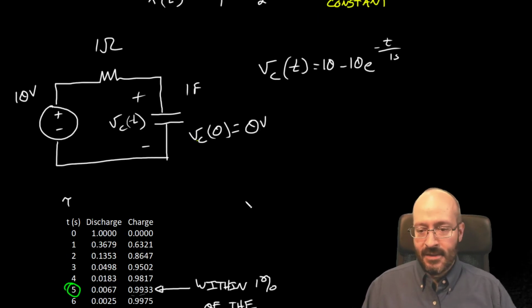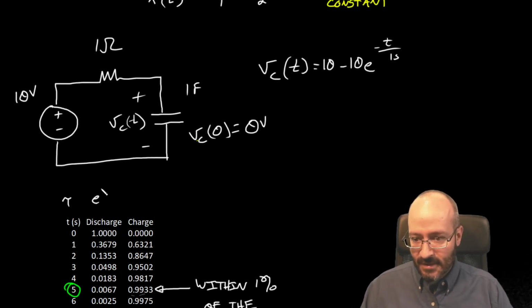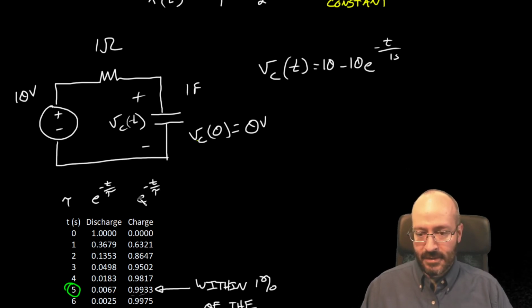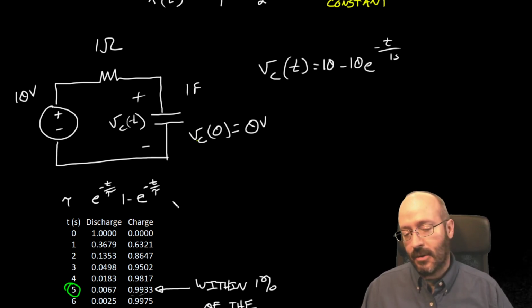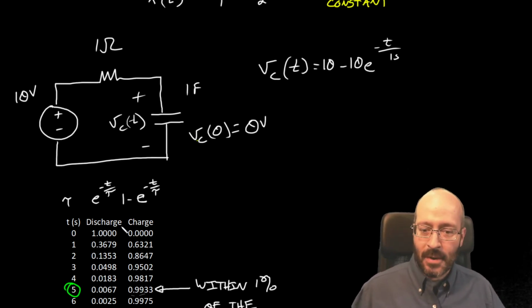Okay, and then this is e to the negative t over tau for this column over here, e to the negative t over tau. Nope, that's not true. That's 1 minus that. Okay, and that tells us how much it's going to change.